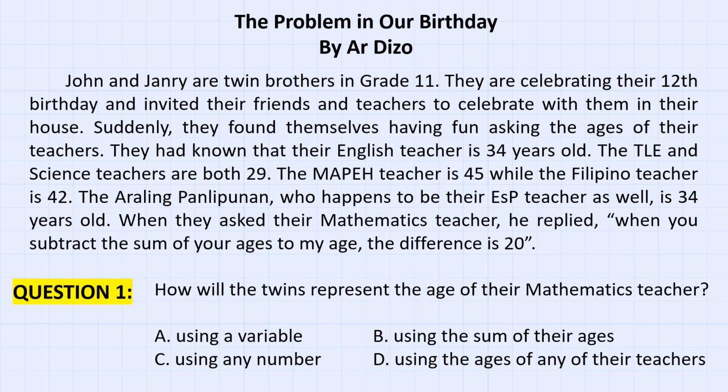When they asked their mathematics teacher, he replied, "When you subtract the sum of your ages to my age, the difference is 20." The question is, how will the twins represent the age of their mathematics teacher? Is it A, using a variable? Letter B, using the sum of their ages? Letter C, using any number? Or letter D, using the ages of any of their teachers? If you answered A, you're correct. Using a variable. That's how we represent the age of the mathematics teacher.